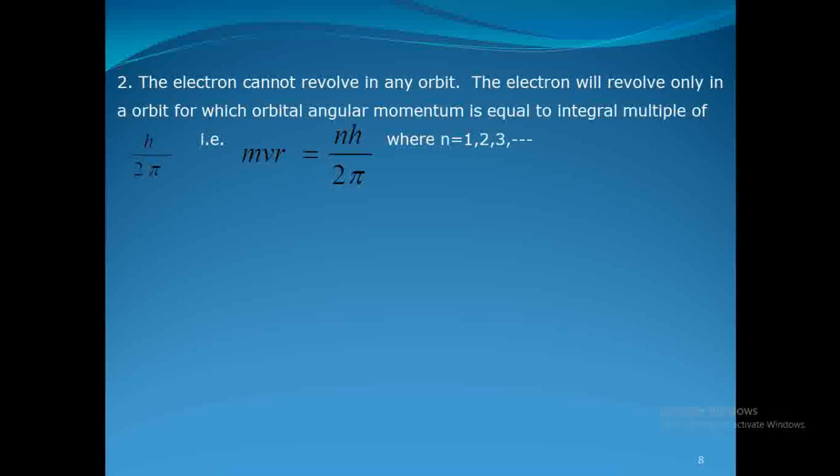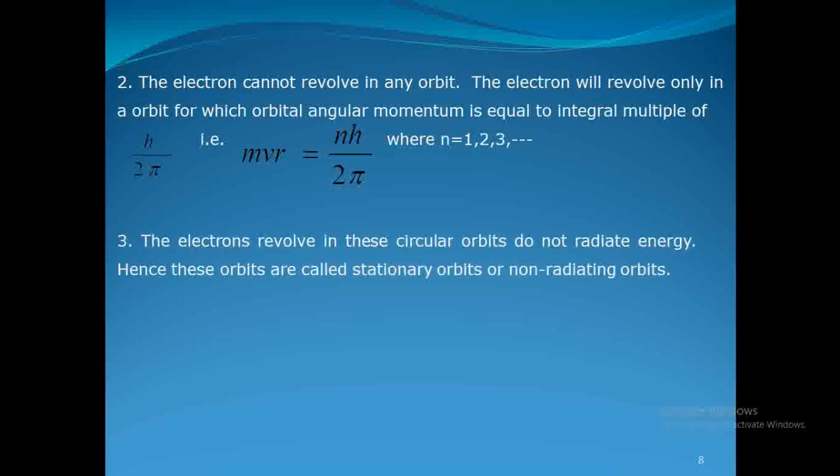So it should satisfy a condition: the orbital angular momentum must be equal to integral multiples of h divided by 2 pi. So this is the condition. If the electron is satisfying this equation, then that particular electron can revolve in those orbits. Okay, so this is the meaning of the second postulate of Bohr's.